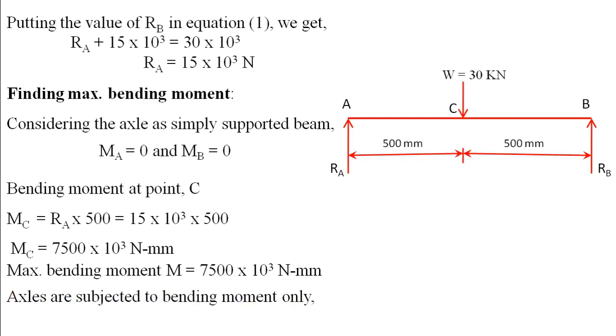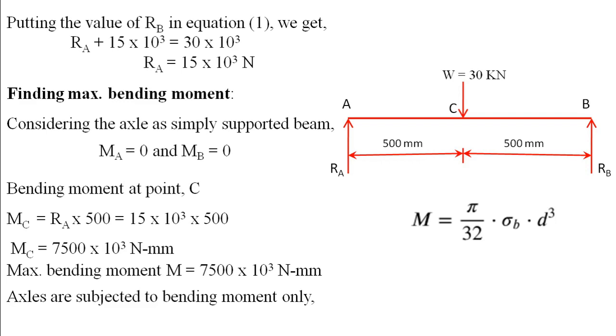Therefore, we have to find out the diameter by using the bending moment formula. That formula is capital M is equal to pi by 32 into sigma b into d cube. This formula we have seen in the previous video. For that video, I have given the link in the description box. We can get that video from there.